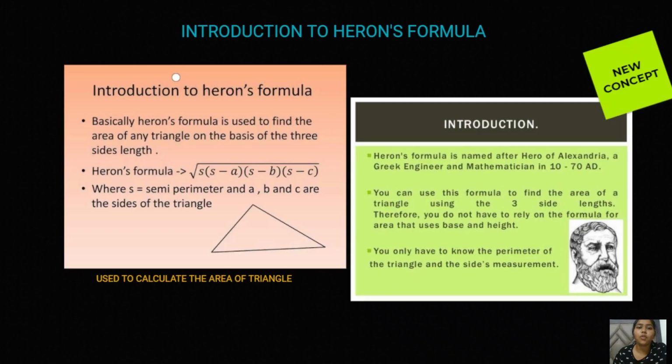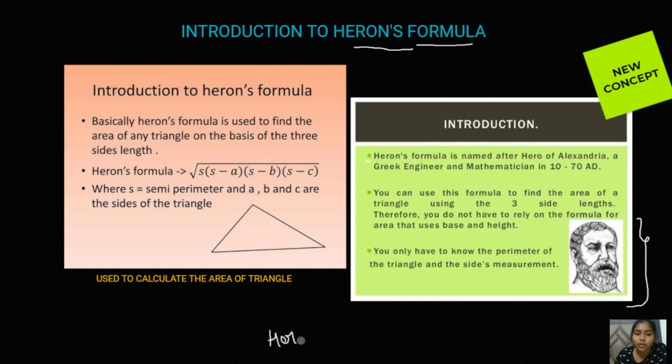Okay, now our first slide is what is Heron's Formula and how it was discovered. Basically Heron's Formula was named after Hero of Alexandria, a Greek engineer and mathematician. Right, he is the person who gave the concept of Heron's Formula, and that is why it is known as Heron's Formula. You can use this formula to find out the area of a triangle using the 3 side lengths.